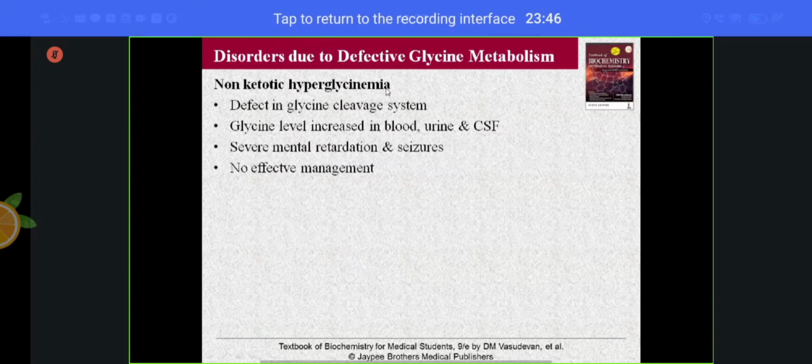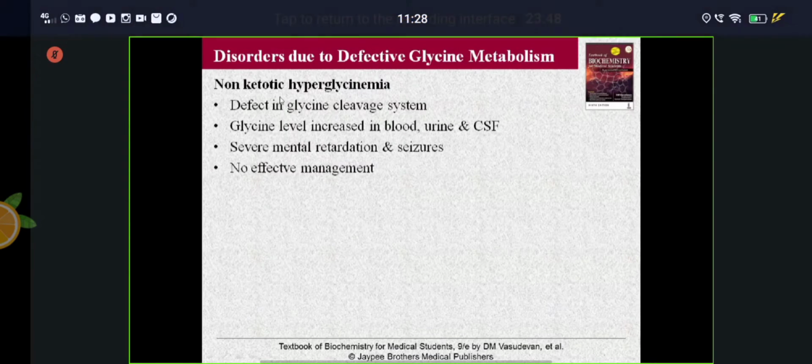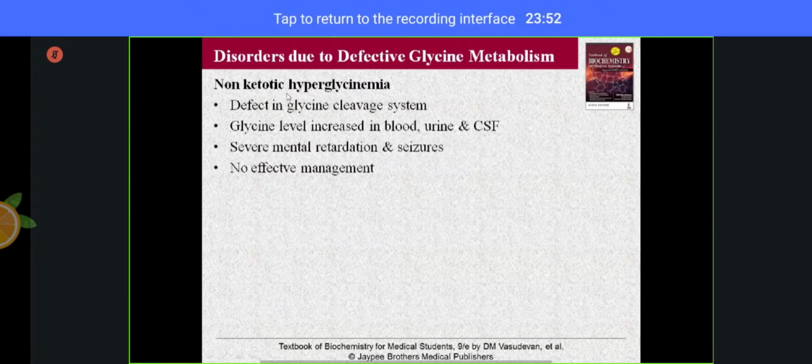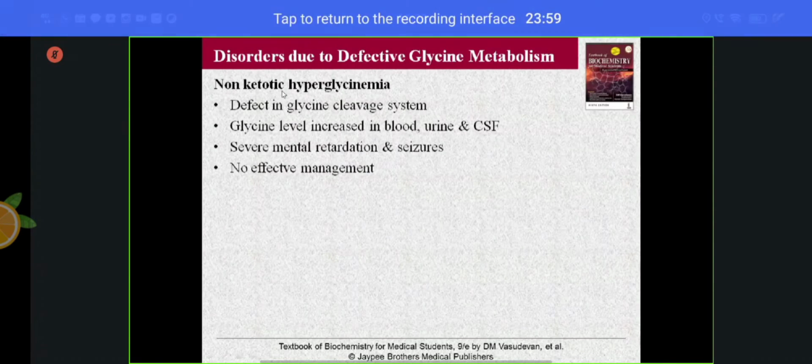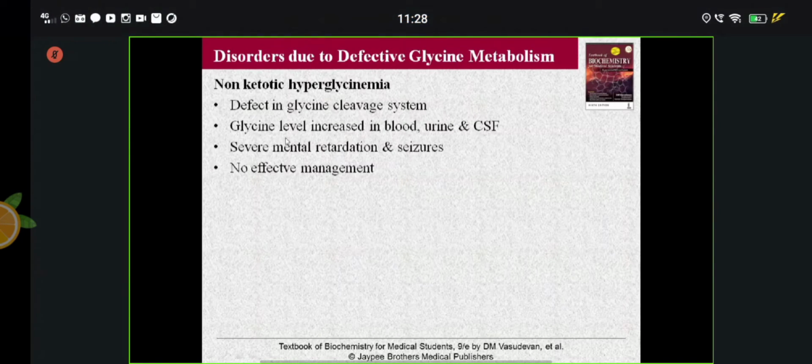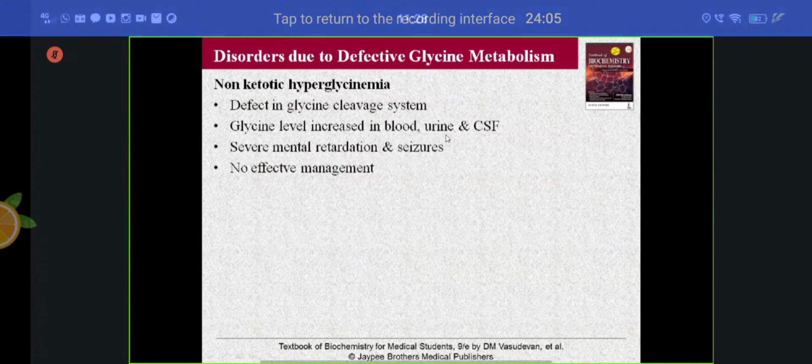the suffix -emia means in the blood or plasma. It is not causing any ketosis, like diabetic ketoacidosis with excessive ketone bodies, nothing like that. It's a non-ketotic, just simple hyperglycinemia. The levels increase in blood, urine, and CSF.